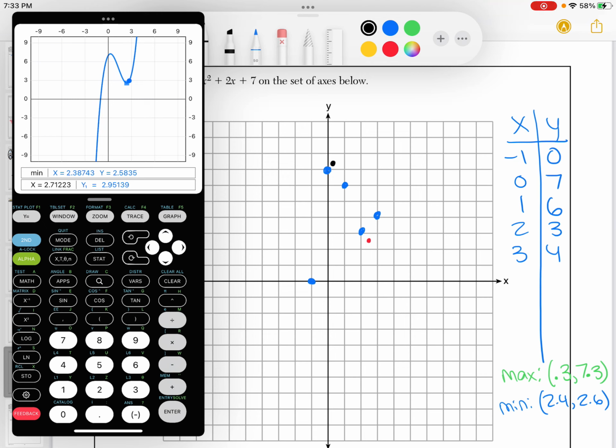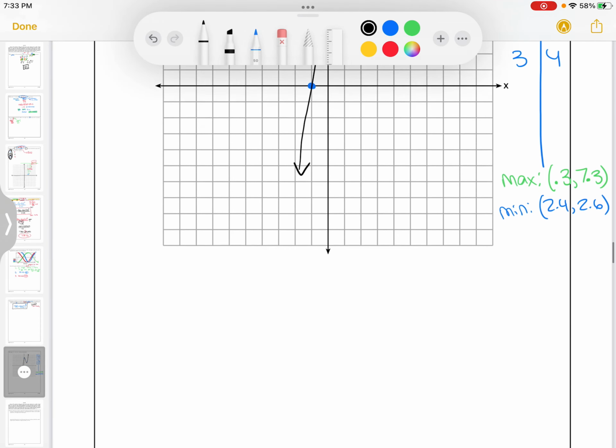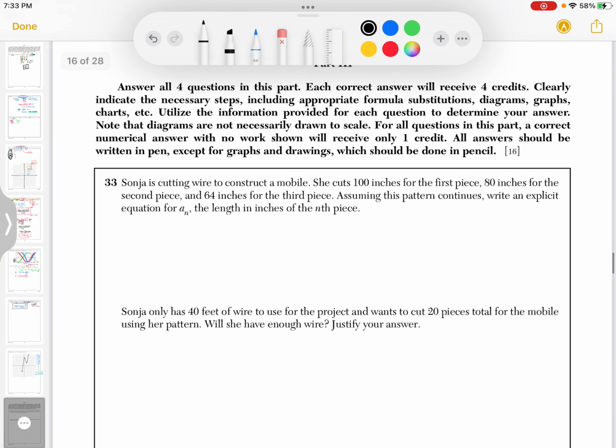Now that I have all of my nice points, I can connect everything. So this goes all the way up like this and turns at that maximum, comes down like this, turns at the minimum, and then comes back up. And there's my graph. Boom. Not so bad, not so bad.